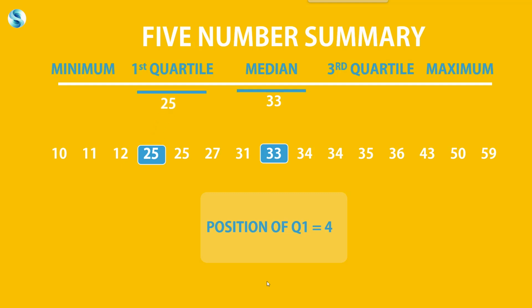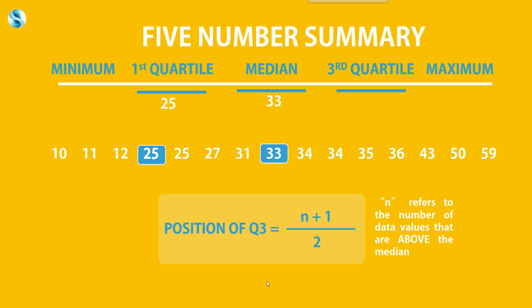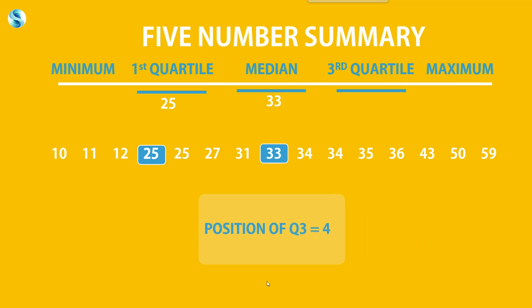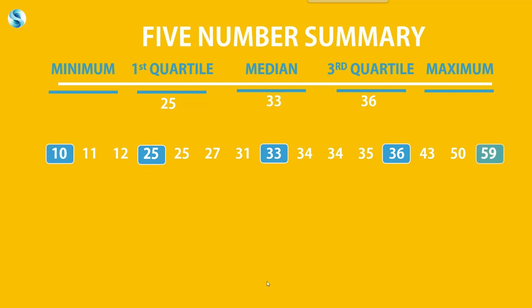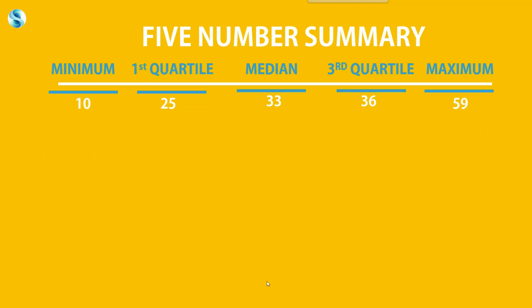To find the third quartile, we will do the same sort of thing, except n refers to the number of data values that are above the median. There will always be symmetry, so you should find that Q3 is also in position 4. So we count 4 positions above the median, and we find that Q3 is equal to 36. Now the minimum is the smallest number, and the maximum is the largest number. So as a result, this is our 5-number summary.